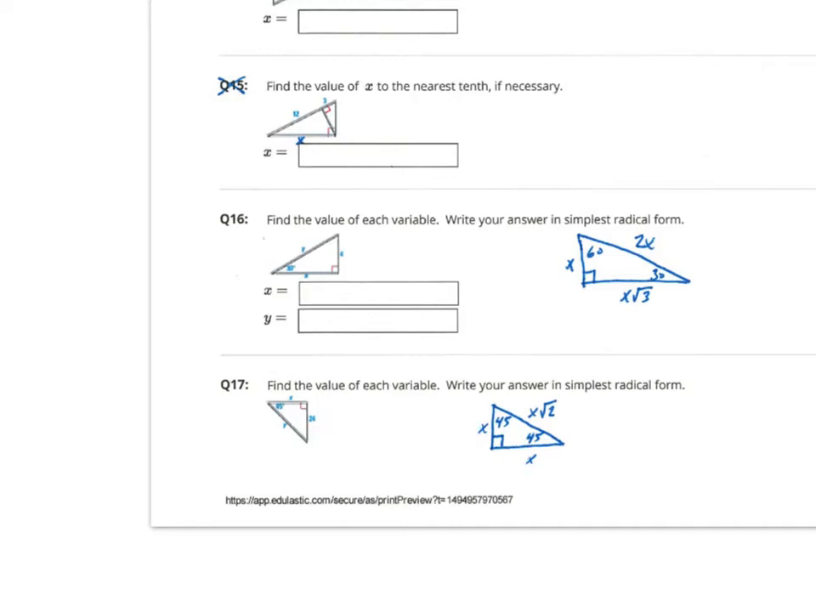So that should help you with 16. 17 is the same kind of idea, only both sides are the same. They're both x, so they're equal. Then to figure out the hypotenuse, it's just the side times radical 2. And then let's say you had like 7, you just say 7 radical 2. You don't have to make it a decimal.